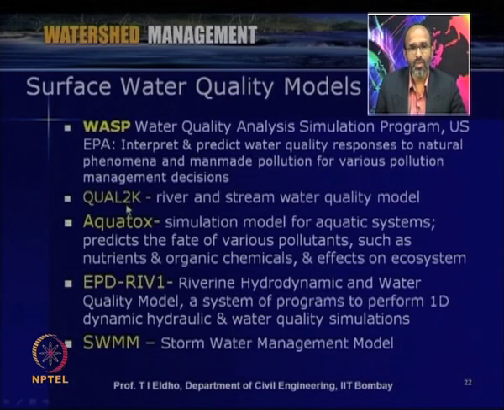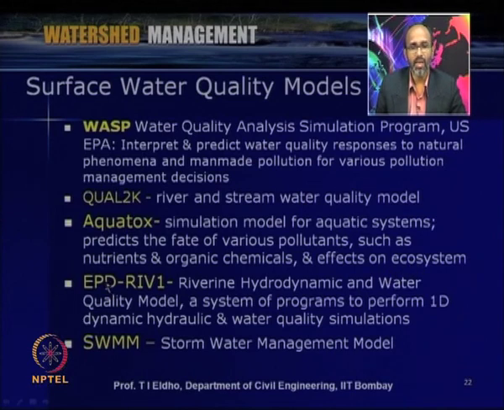Then another model is called QUAL2K, Quality 2K. So, these models we can use for river and stream water quality models, either 1D or 2D. And then another model is called AQUATOX. So, this model is used for simulation of aquatic systems. It predicts the fate of various pollutants such as nutrients and organic chemicals or effects on ecosystems.